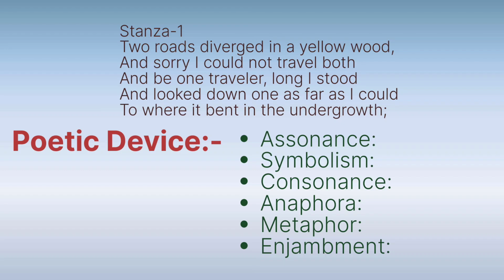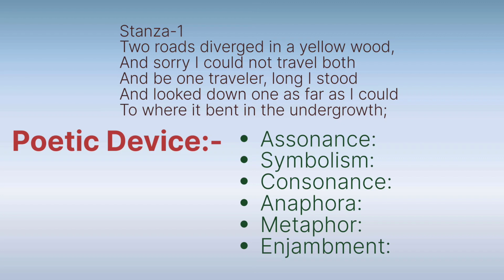If you talk about symbolism, the road is a representation of the journey or the life choices that the poet makes. That is the symbolism. It symbolizes our life. Another symbol is the yellow wood, where the poet has to make a decision for himself. That is also symbolism.